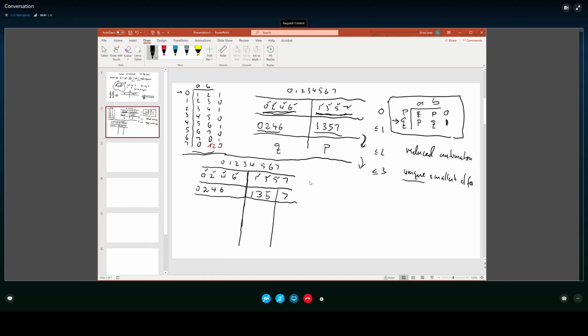The second row consists of 2 equivalence classes. The third row consists of 3 equivalence classes. Obviously, therefore, they're not the same. So I have to continue.